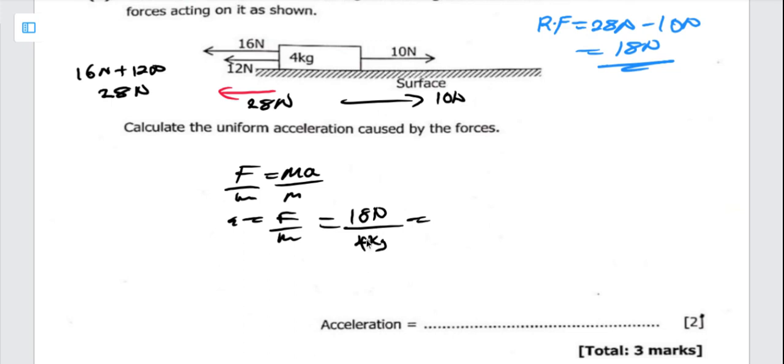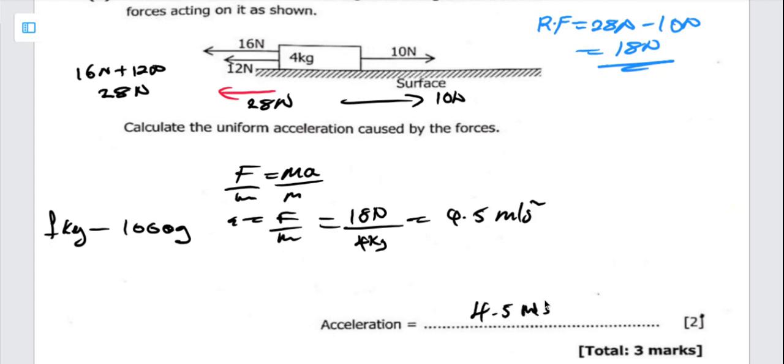If the mass is in grams, you have to convert it into kgs. So 1 kilogram is equivalent to 1000 grams. That is one thing that you have to know. So 18 divided by 4, I'm going to get 4.5. Remember, acceleration is measured in meters per second squared, so that is 4.5 meters per second squared. And then we are done.